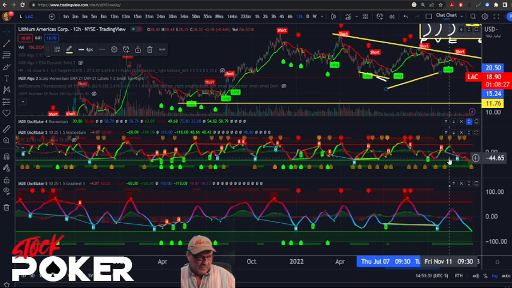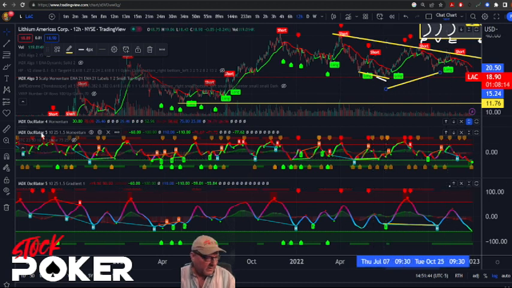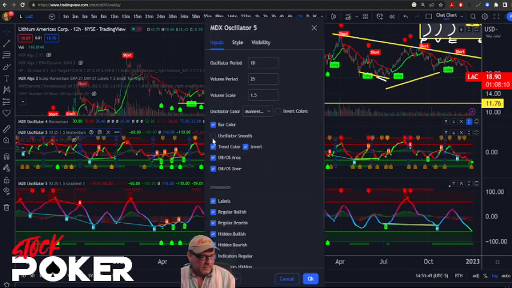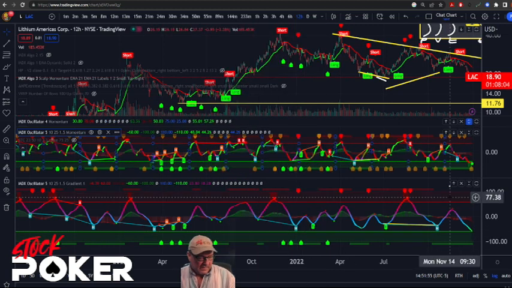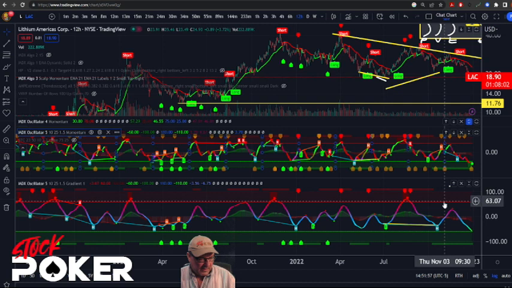Since the updates, I really never used the smooth MDX oscillator 5. And now I'm gonna make it into a regular thing. I'm not gonna keep both of them up. I'll just come over here and toggle oscillator smooth. I'll just toggle that button. Wow, what a mad scientist, genius.